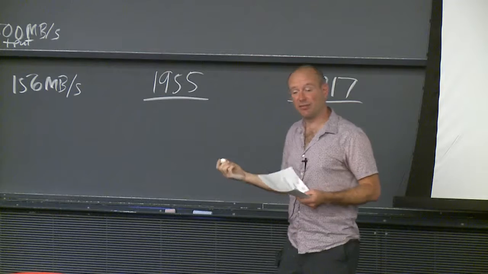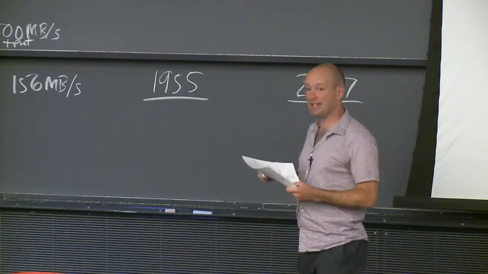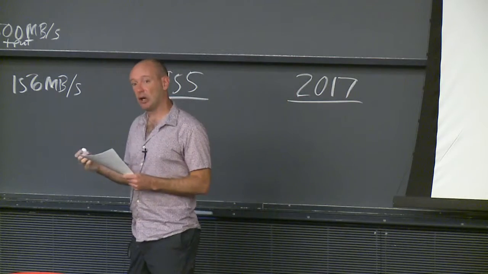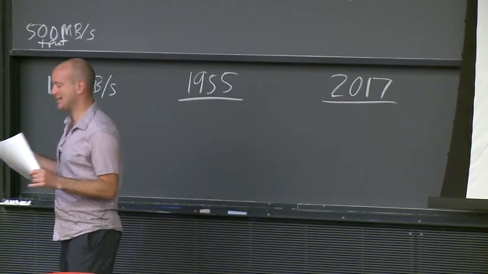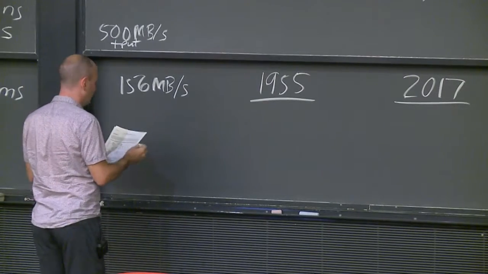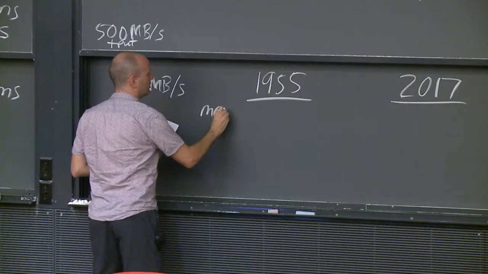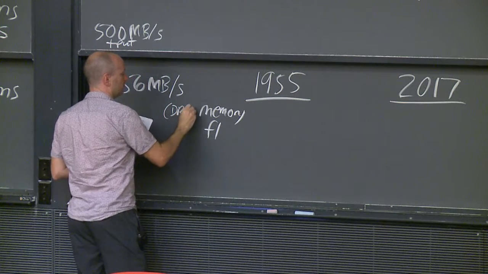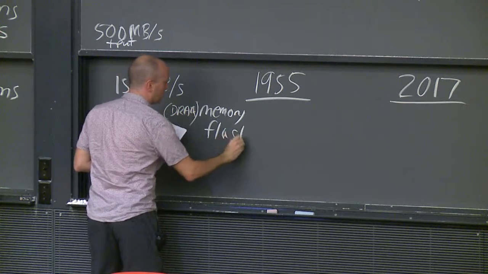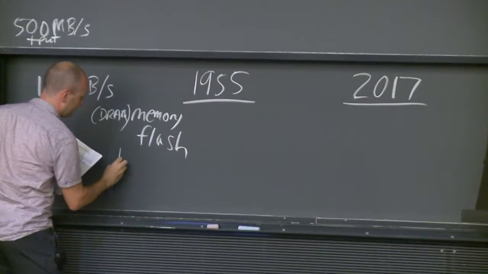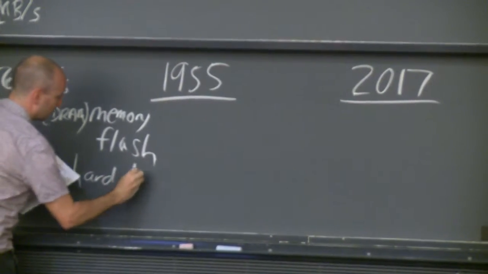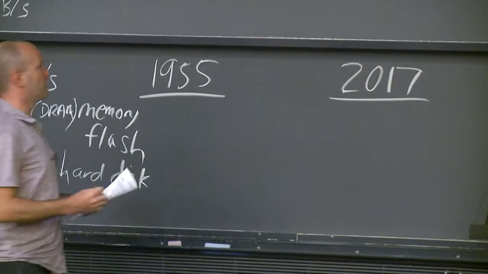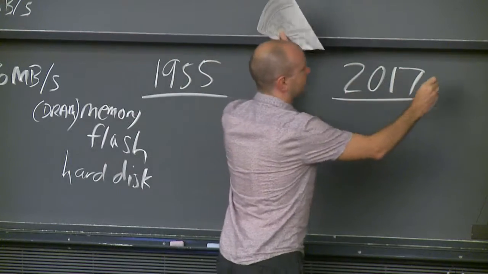What I would like for us to do is to try and fill out this matrix, which is going to talk about costs. We're going to use constant 2010 dollars for memory, so DRAM, flash, and hard disk. I'll get you started. We're talking about dollars per megabyte.